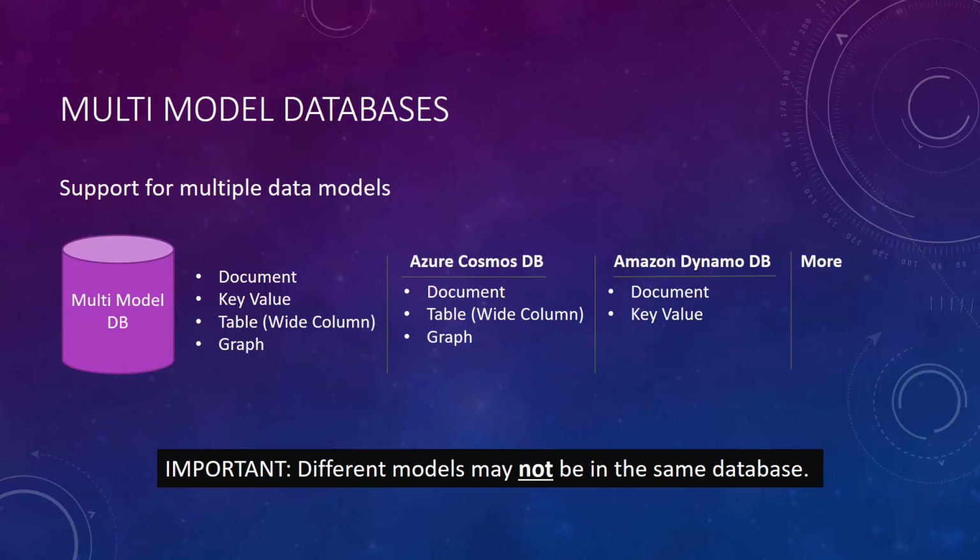One important point that I'd like to make, though, is that different models may not be in the same database. What I mean by that is, let's say I created a Cosmos DB database, a document database for customers, and I called it customers. And I have documents in it. We looked at it earlier. They're basically JSON objects. And I could not, in the same exact database, put some graph data. I can create another Cosmos DB database, but as I create that database, I will specify that it will support graph data.